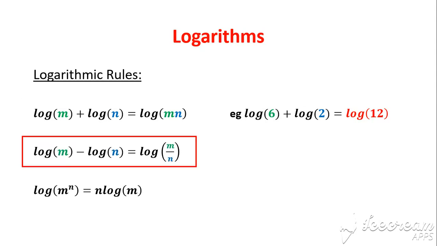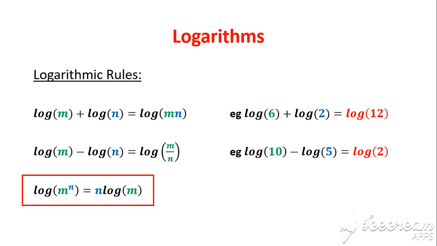Our second rule: the log of a number m minus the log of a number n is equal to the log of the number m divided by n. For example, the log of 10 minus the log of 5 is the same as the log of 2 because 10 divided by 5 is 2.